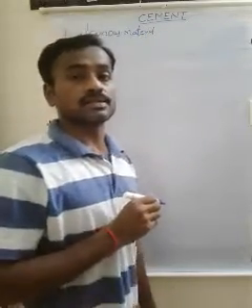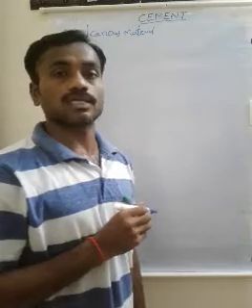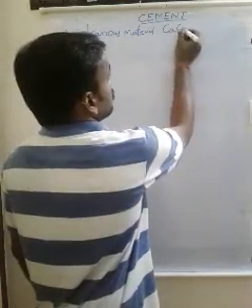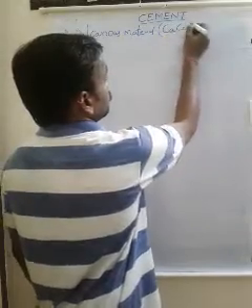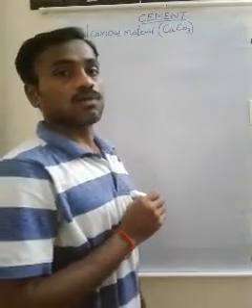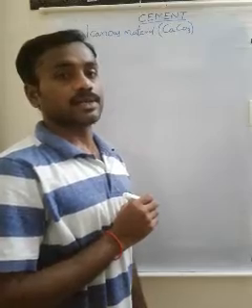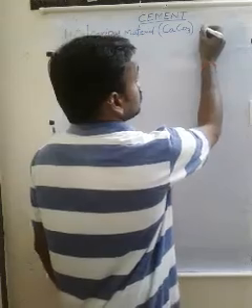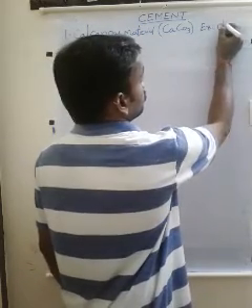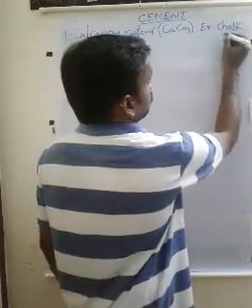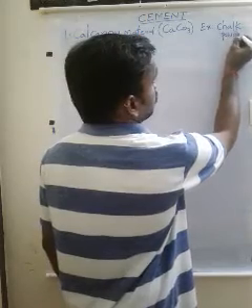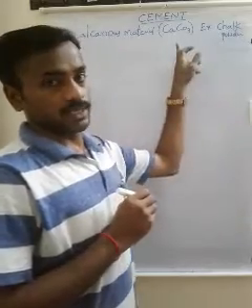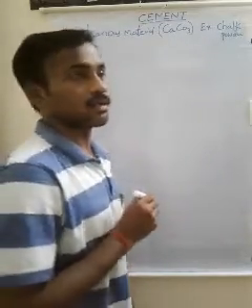Calcareous material means the compounds of calcium and magnesium. For example, calcium carbonate. Calcium carbonate is a calcareous material. An example for calcareous material is chalk powder. Here chalk piece is made by calcium carbonate, a calcareous material.